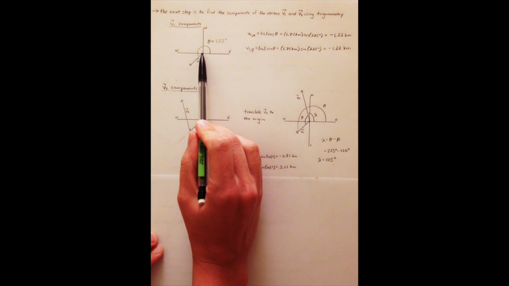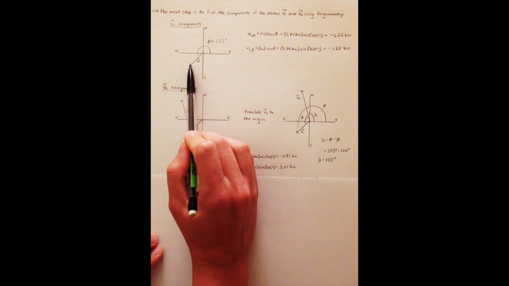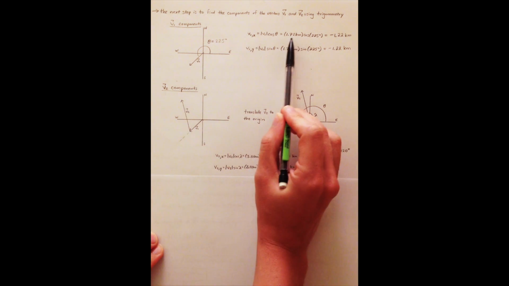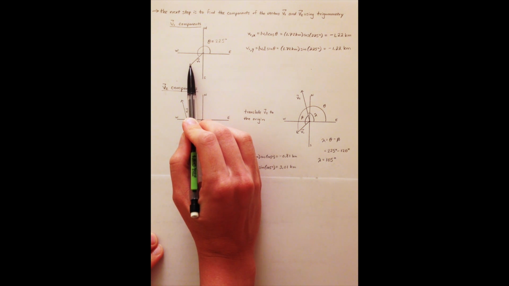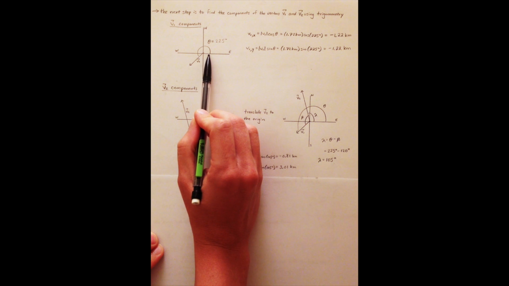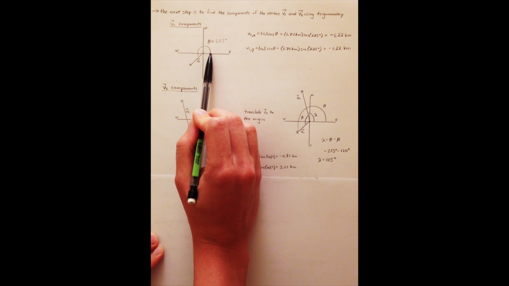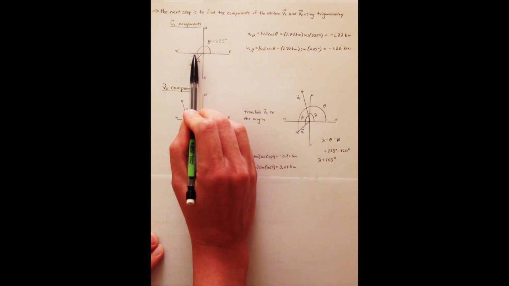The next step is to find the components of the vectors v1 and v2 using trigonometry. We will start with the vector v1. We were told that this vector has a magnitude of 1.72 kilometers and is in the southwest direction. To figure out what angle that corresponds to, we measure the standard angle. So from here to here we have 90, plus another 90 degrees, plus the 45 degrees to get us to southwest.